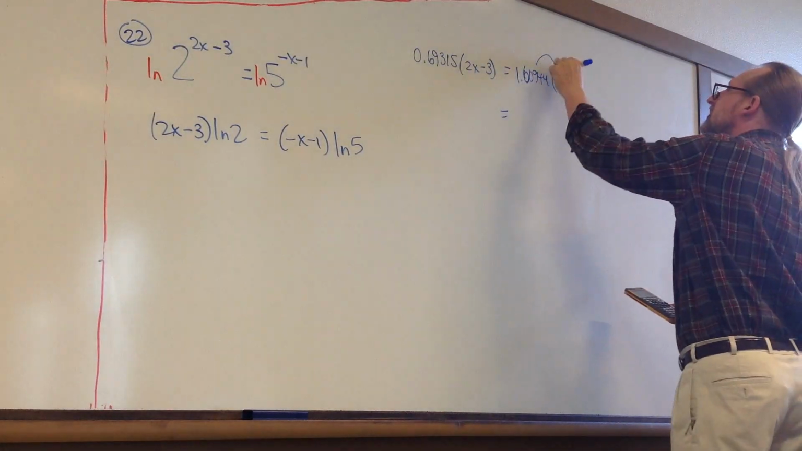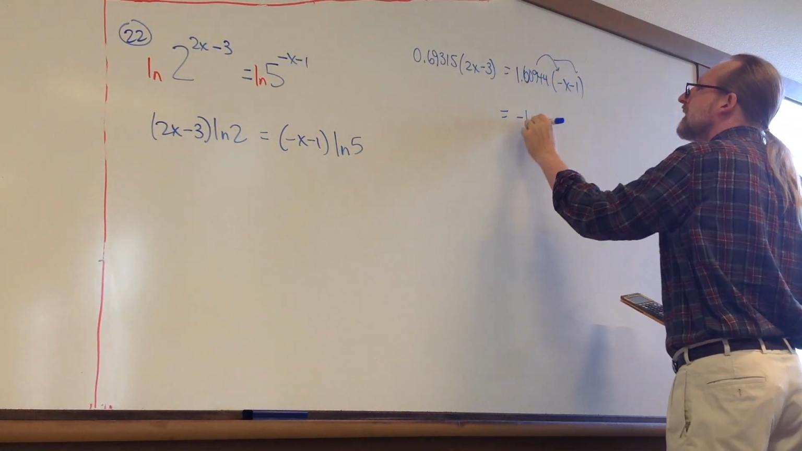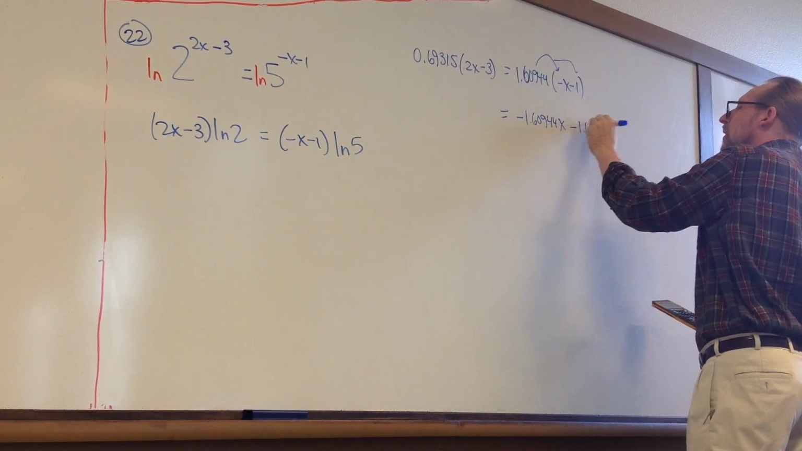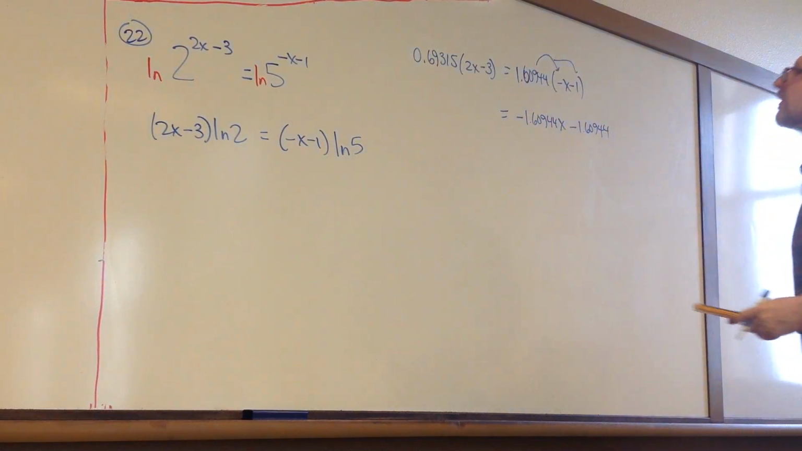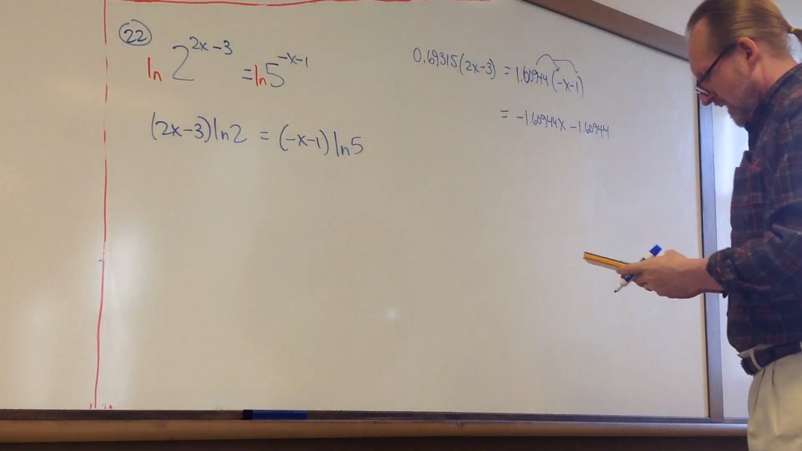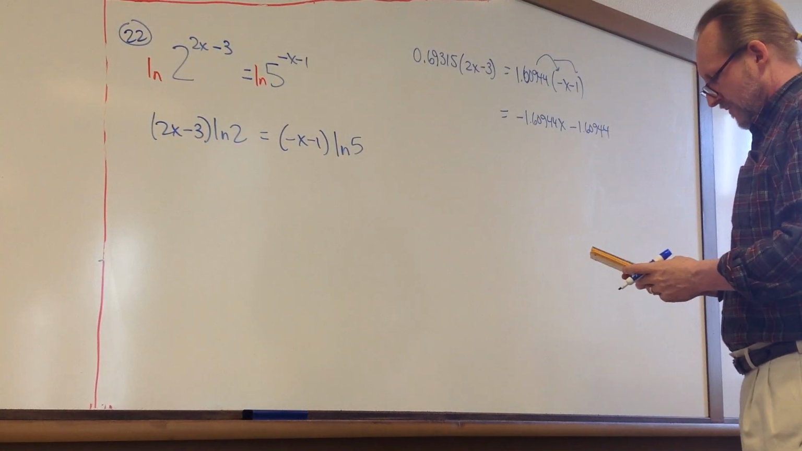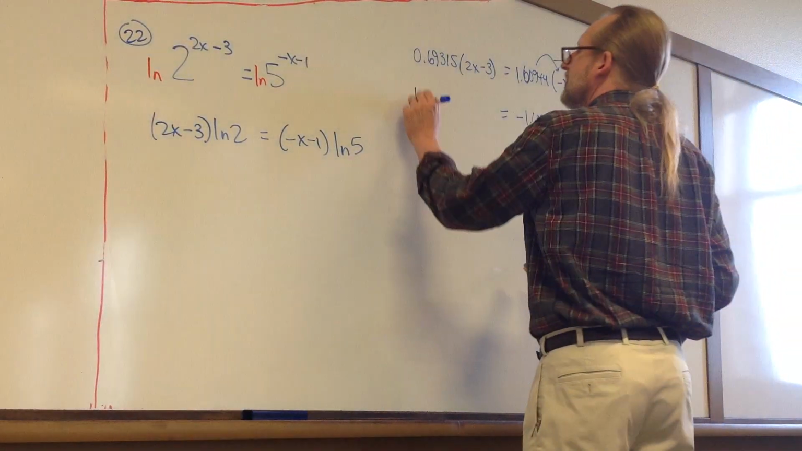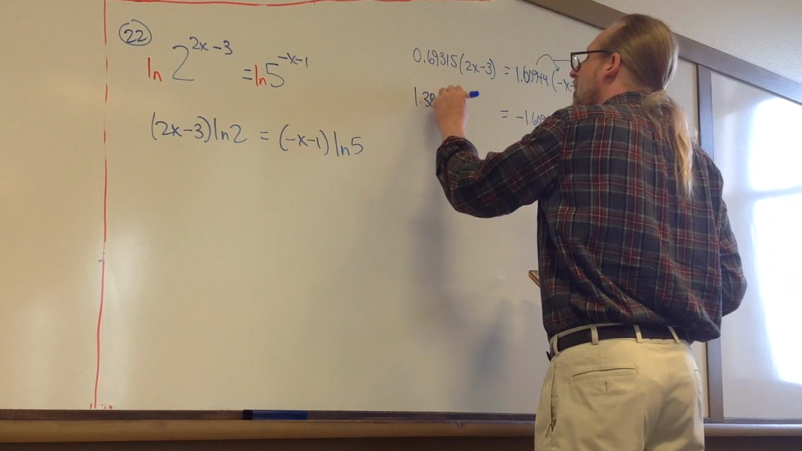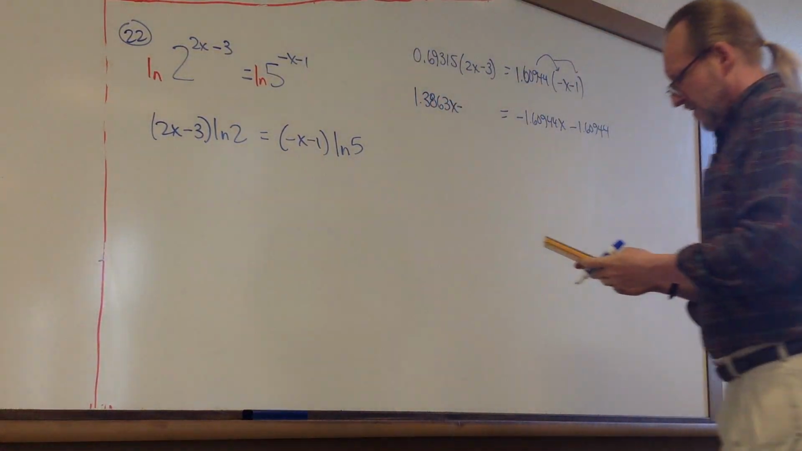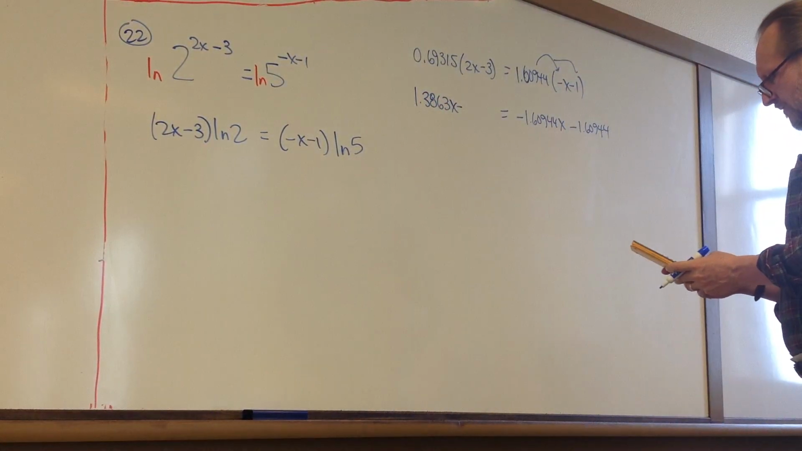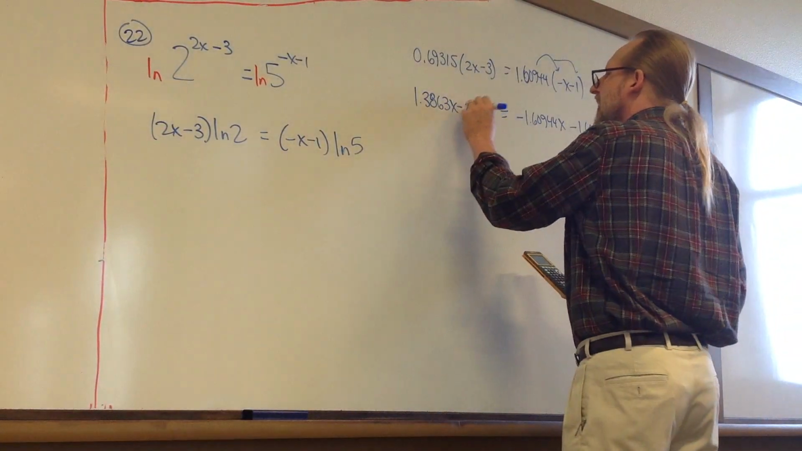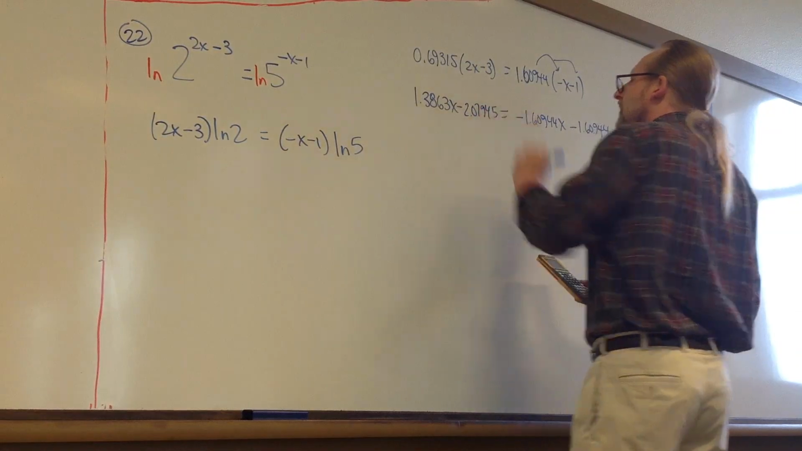Well, this is easy to distribute. So this will be negative 1.60944x minus 1.60944. Let's see, over here we got to do 0.69315 times 2, 1.3863. And then 0.69315 times 3, 2.07945.